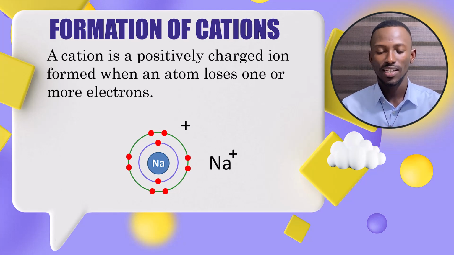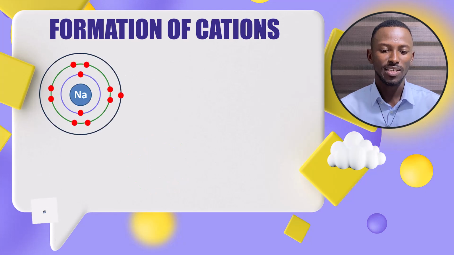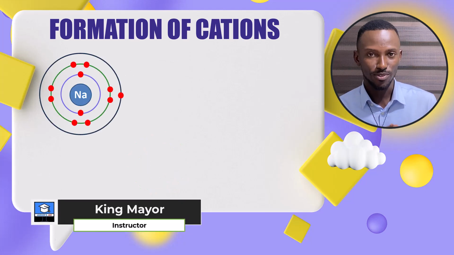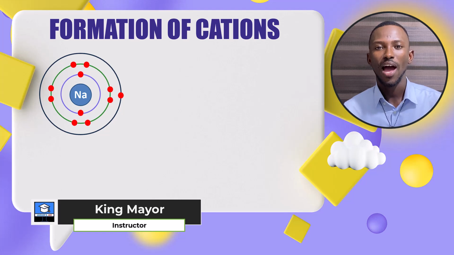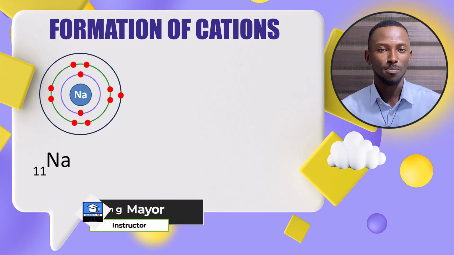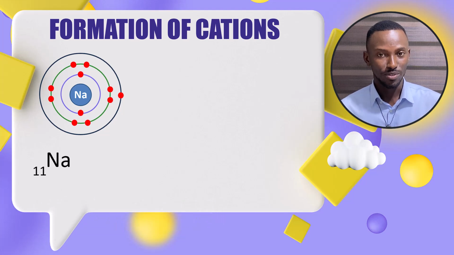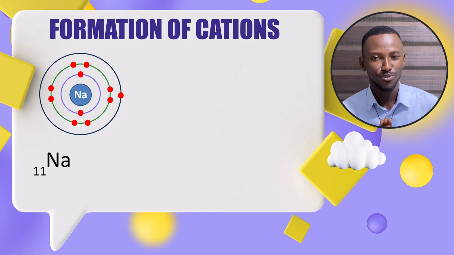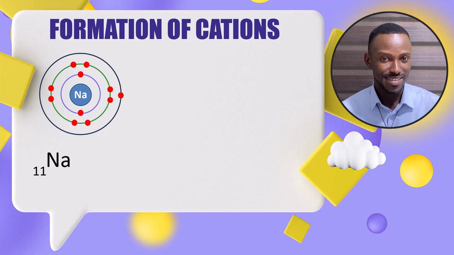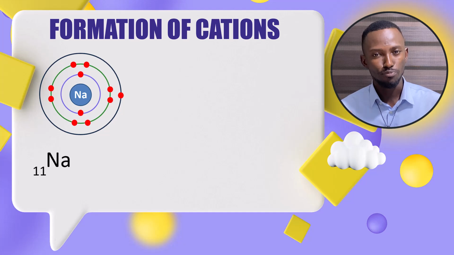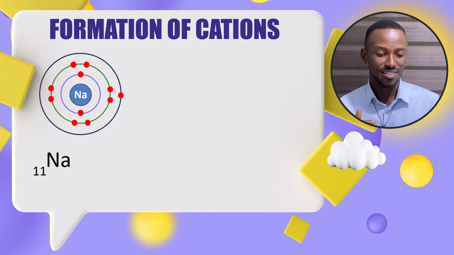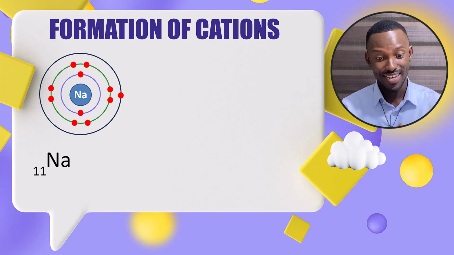So now that we know what cations are, let's look at how some selected atoms form cations. So we have sodium on the screen. Sodium atom has an atomic number of 11, which is written as a subscript there. So if the atomic number of sodium is 11, what it basically means is that the number of protons sodium should have is 11, because the number of protons tells us the atomic number of the element.